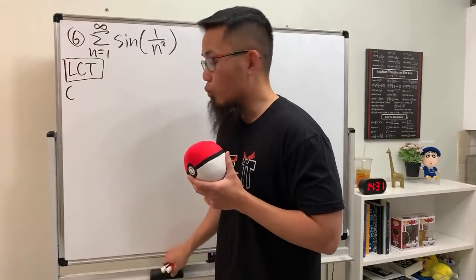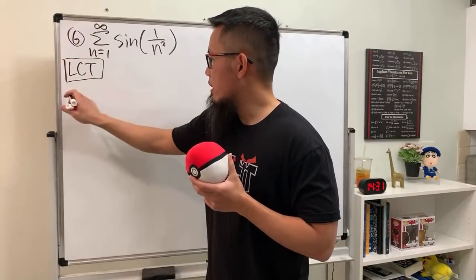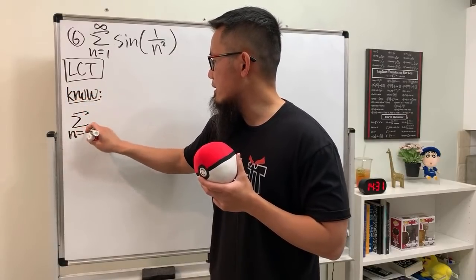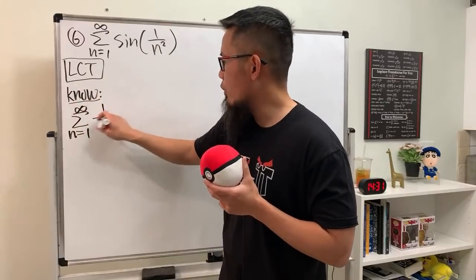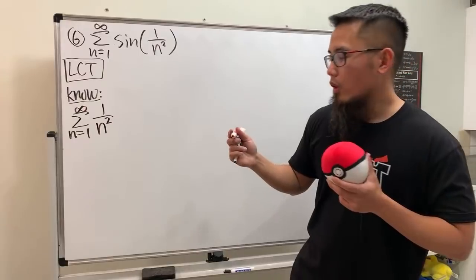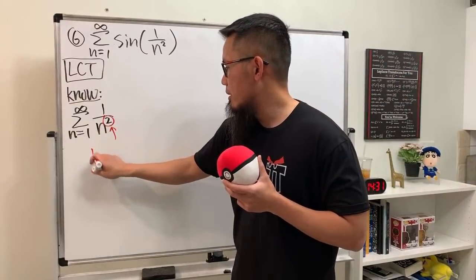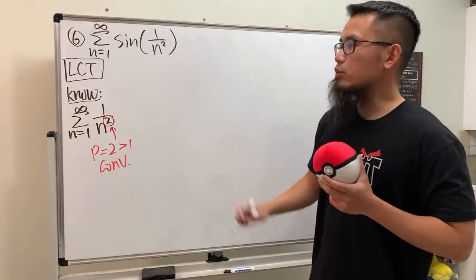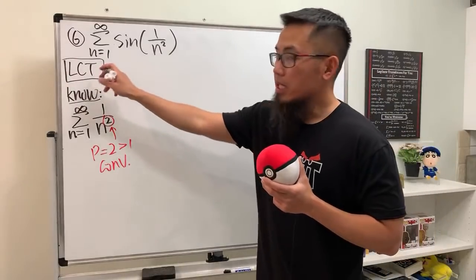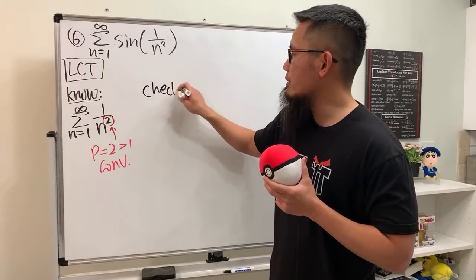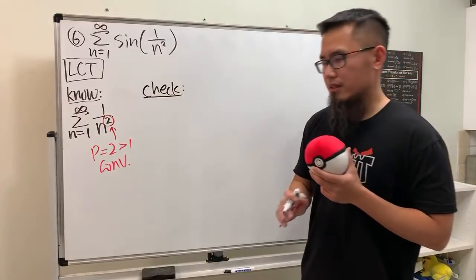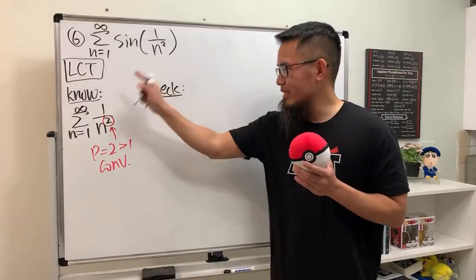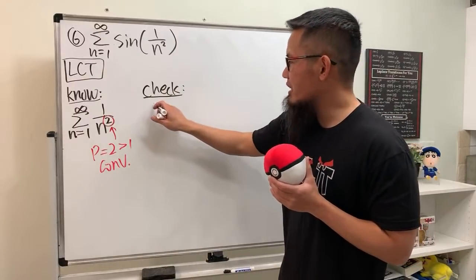Let's go ahead and put down what we know. What do we know that's actually much easier? If you look at the series as n goes from 1 to infinity of 1 over n squared, we know that p is equal to 2, which is greater than 1, therefore it converges. Now, for the limit comparison test, we are going to check the following. Again, for this one, the direct comparison test with inequalities is maybe not a good idea. So we check the limit.